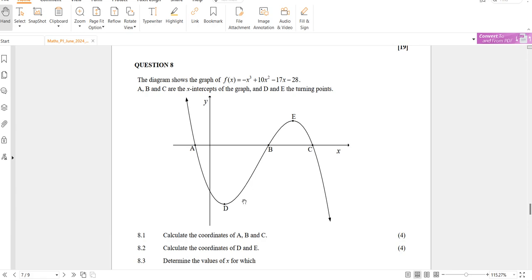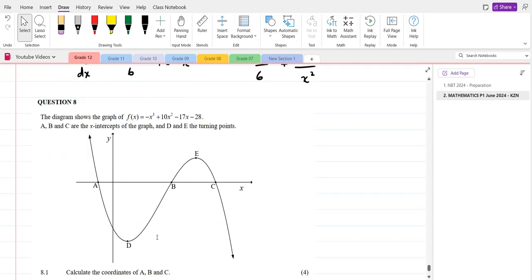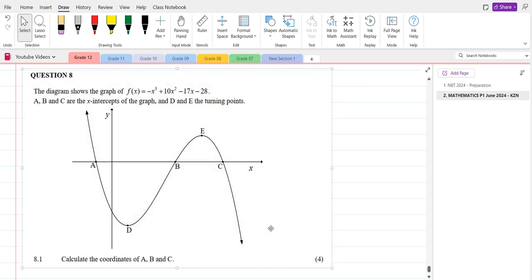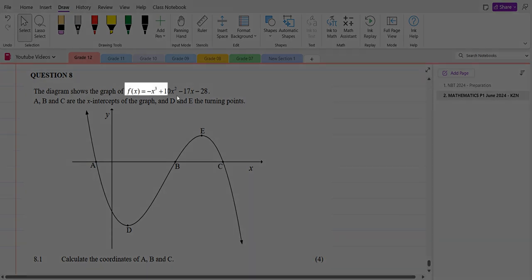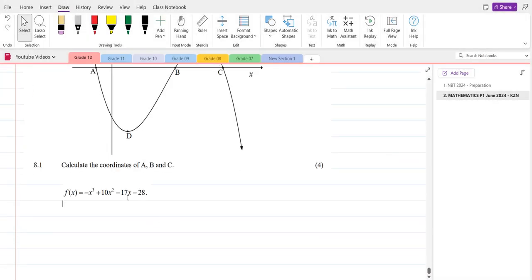Right, so we have the full cubic function given. Look at this, it's boring because there's hardly any analysis to do because we have the full cubic equation given. So what we need to find, calculate the coordinates of A, B, C. To find the coordinates of A, B, C, you're going to make f of x equal to 0. Let me just copy that and put it here. Let me make this equal to 0 and solve.